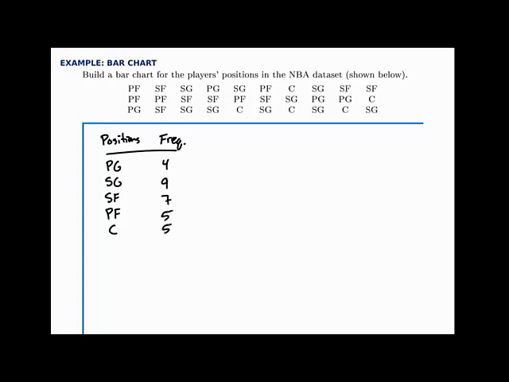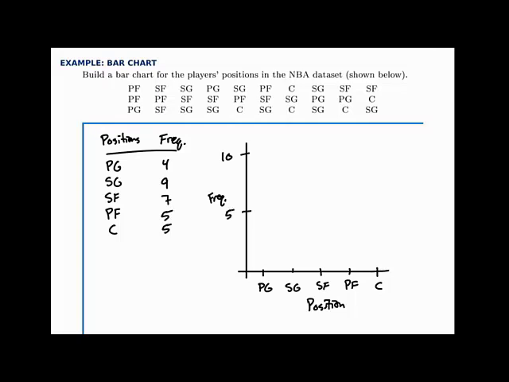Now, just like with a histogram, we start with our grid, and this time the horizontal axis will represent, again, our categories. So we'll have 5 spots for our bars to go. And then the vertical axis will again represent frequency. So the horizontal axis is position, the vertical axis is frequency. The highest frequency we see is 9, so we need to make sure we go up to at least 9. Let's again go to 10. And now we're ready to draw a bar for each position.